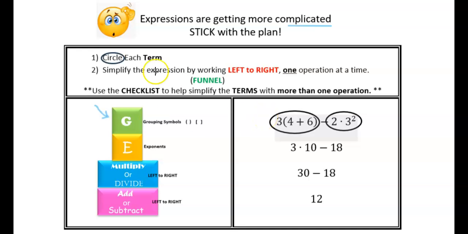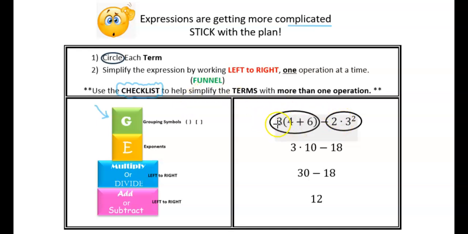Okay, and what we're going to use to stay organized as we get more complicated is the same step: circle the terms, and then simplify left to right, one operation at a time. And we might need to use a checklist because we're going to have a few operations to handle on each term. When you have nested terms, that means you have parentheses around a group, or you have more than one operation going on in a term, then you need to slow it down a bit and you need to check yourself.